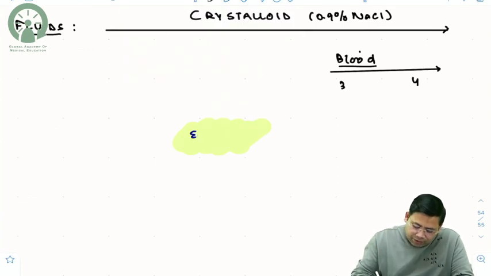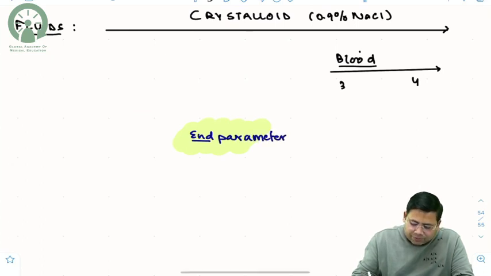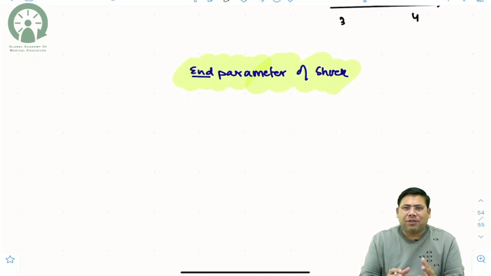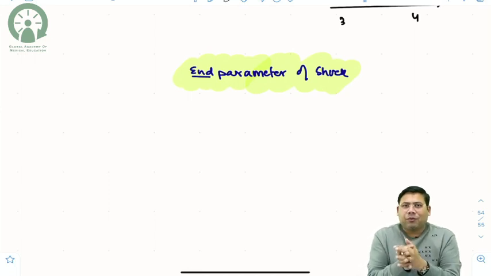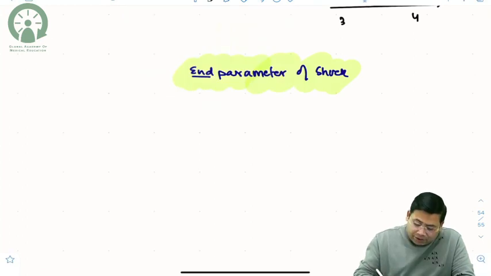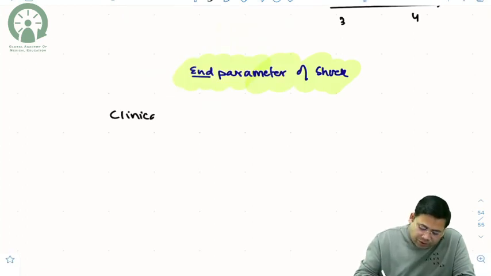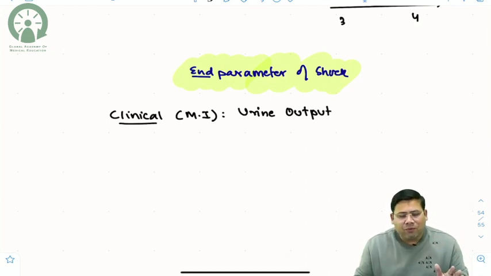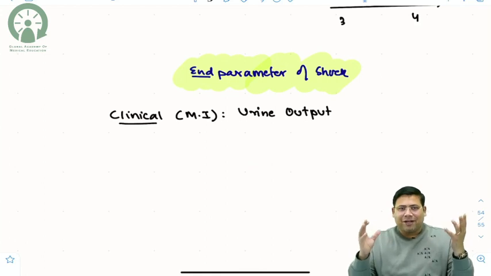But there is one more thing. What are the end parameters of shock? Now this is where the diligence comes. So end parameters of shock: when you start with the resuscitation, you need to assess the patient, whether the patient has recovered or not, and stop the process of resuscitation. So what are the parameters for that? Clinically, the most important clinical parameter is your urine output. And when you talk about urine output, there are a lot of parameters. I usually teach this topic for 2.5 hours, but I've just tried to get a summary video for you so that you can watch, enjoy, revise quickly.